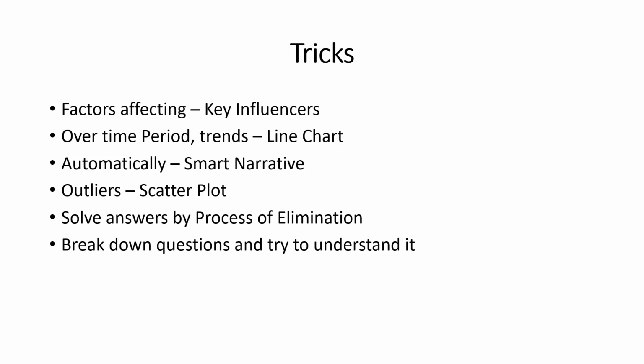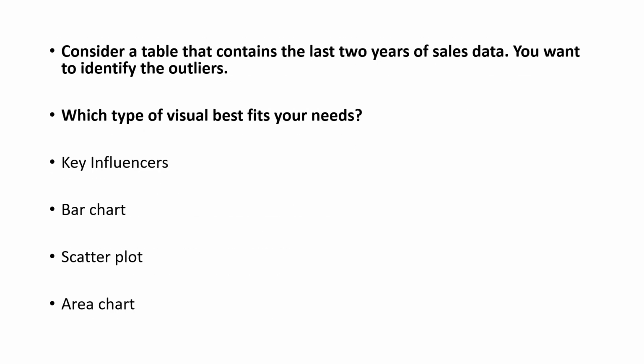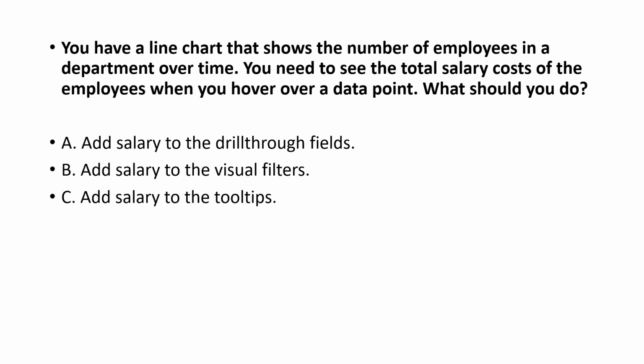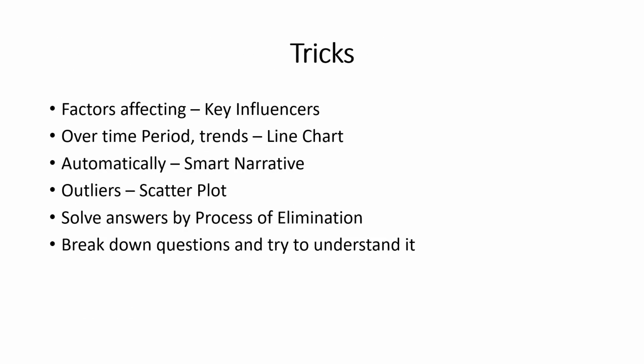But let me tell you some of the tricks. I have made these questions here, and we will discuss the answers in the video. If the keyword "factors affecting" is coming, then the answer will be key influencer, because the key influencer chart is used for showing factors affecting. For a line chart, it is views over a time period and trends, and then smart narrative, and outliers for scatter plot.